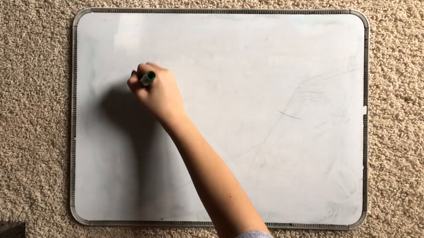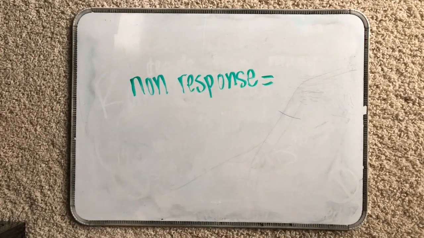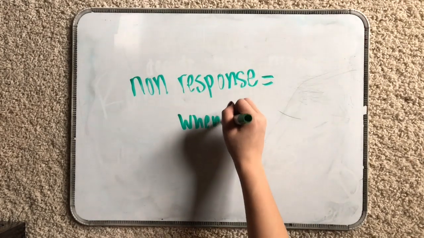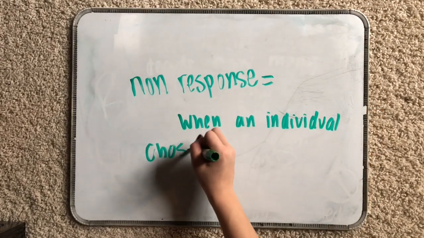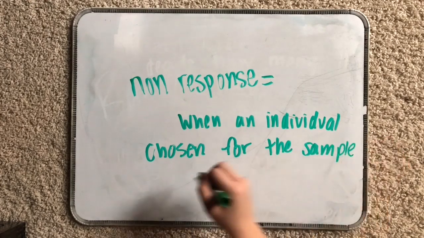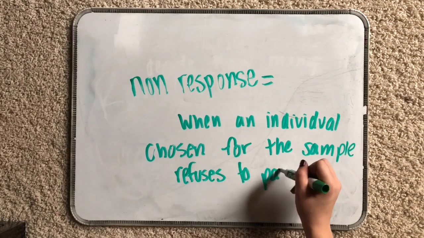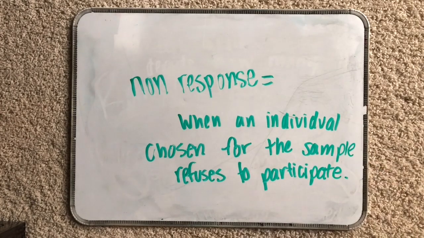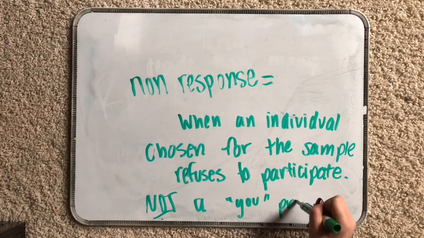Another common issue that isn't necessarily the surveyor's fault is non-response. Non-response is when someone just doesn't answer your survey or they aren't around to answer your survey. They were chosen for the sample, but they refused to answer, and that's not your problem. There's nothing you can do really about that. You just don't get that person's answer.